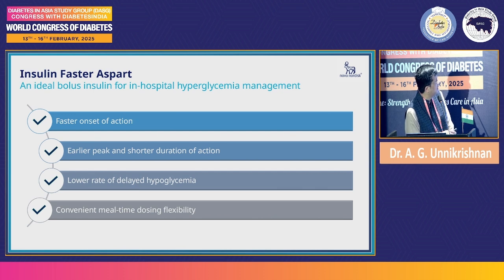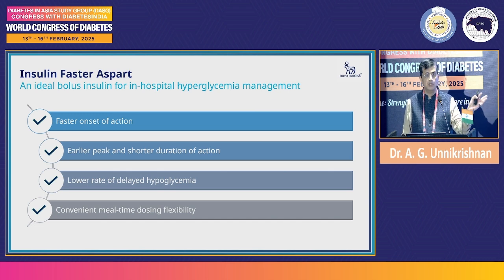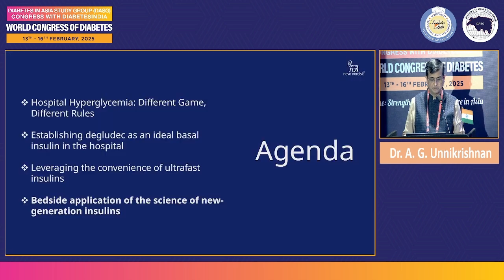Faster acting insulin aspart is obviously faster. That is why its name is faster, but it delivers more insulin early. So it has an earlier peak and a short duration, which means it comes in and goes out quickly, and therefore there is less chance of delayed hypoglycemia. As I mentioned, in hospital where you require some flexibility, minimal hypoglycemia, and the patient is undergoing a lot of things, this gives an advantage to your patient.